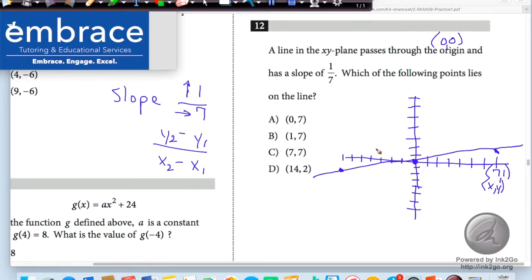This is essentially where A would lie, but that's not correct at all. And then B would be over 1 up 7 as well. So B would be around here, also not correct. So A and B are totally off. C would be over 7 up 7, so C is all completely over in this area, which is also completely off. Now, why does D work?